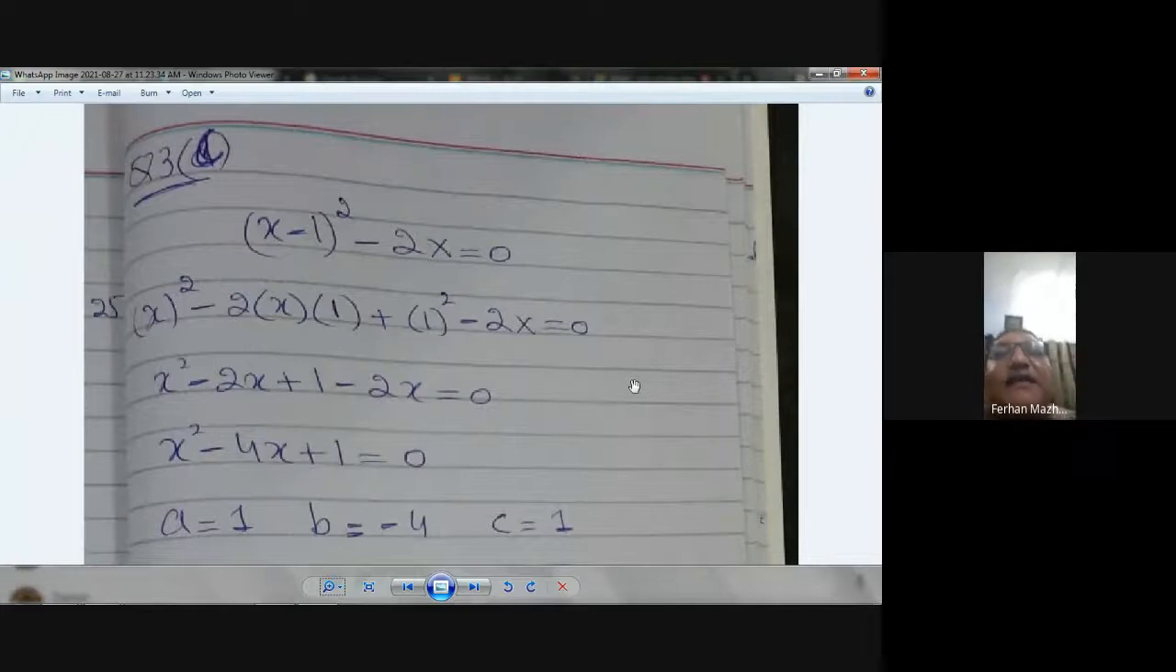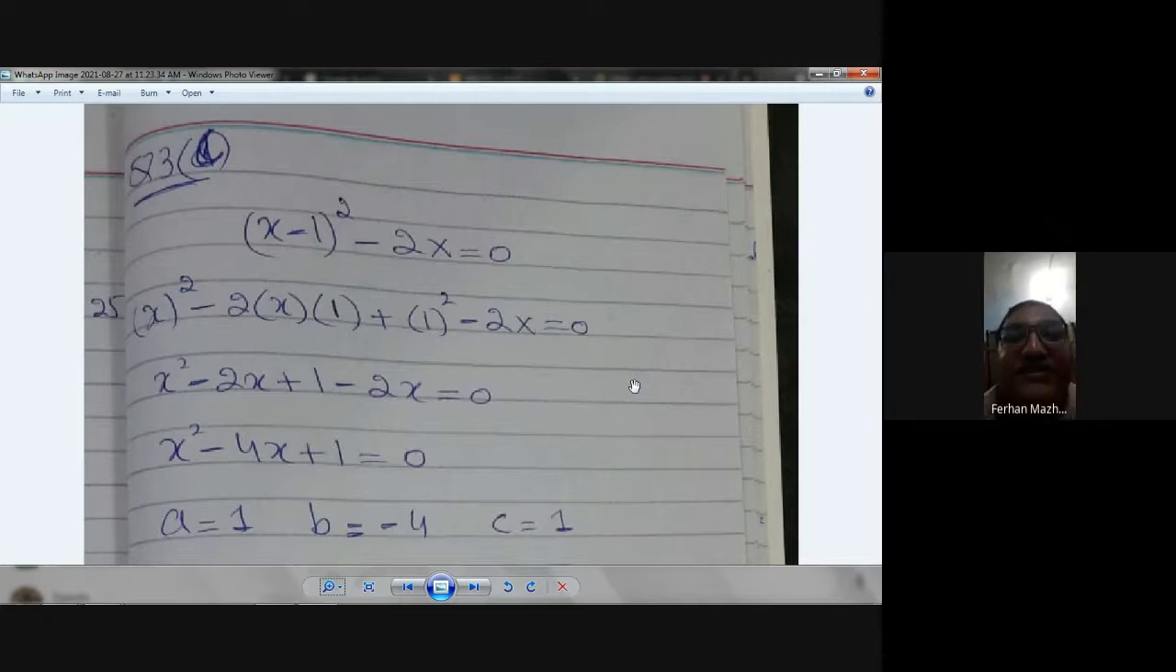So you can see that I will take that (x minus 1) whole square. I will open it with the identity: square of the first term minus 2 into the first term into the second term plus square of the second term, and then there is a minus 2x equals 0. So we will have x square minus 2x plus 1 minus 2x equals 0. Then I will have x square minus 4x plus 1 equals 0. Now this is in the standard form.